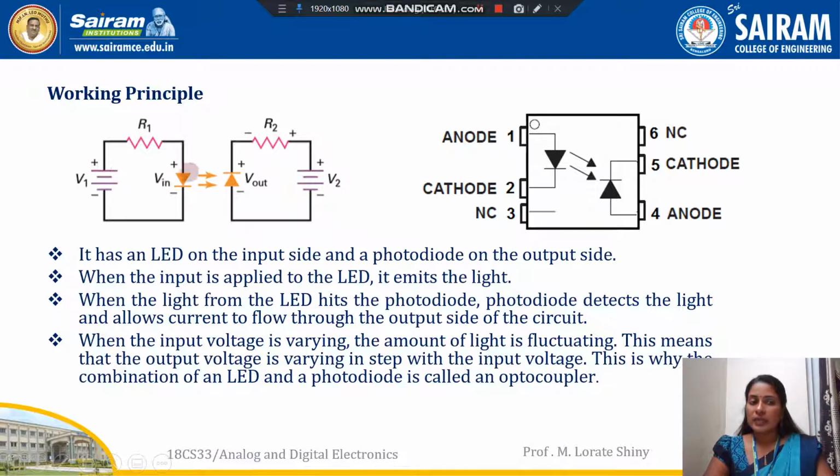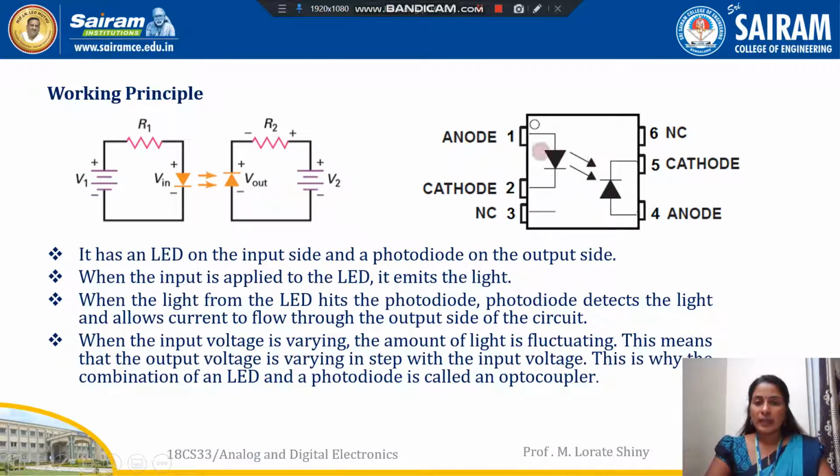So when the LED is forward biased, it emits light. When the light falls on the photodiode, it produces current. So if there is any fluctuation in the input voltage, there will be a fluctuation in the output current. That's why the combination of LED and photodiode is called an optocoupler.